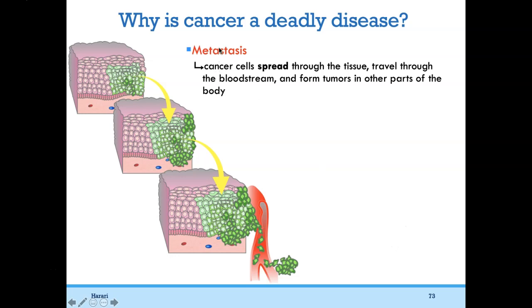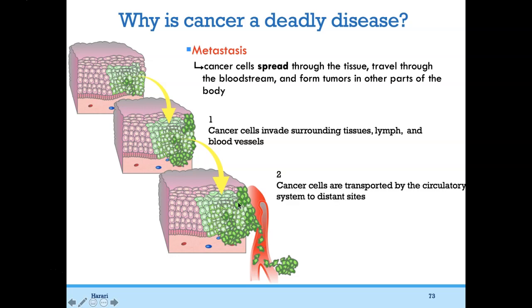So cancer cells metastasize, meaning they spread through tissue, through our bloodstream, and they can then form tumors in other parts of the body. This is why cancer is so deadly. So what can start as a tumor in situ, which means a tumor in place, it's localized, it can invade surrounding tissues and enter our blood vessels and our lymph vessels. Once it's in our circulatory system, our blood and lymph can transport these little cancer cells to other distant sites in our body, and the cancer cells can reinvade and grow at these new locations.